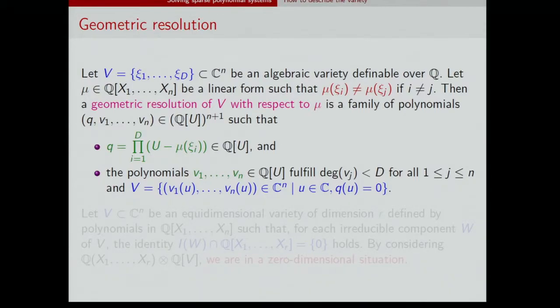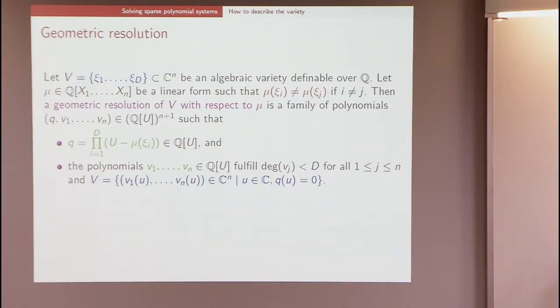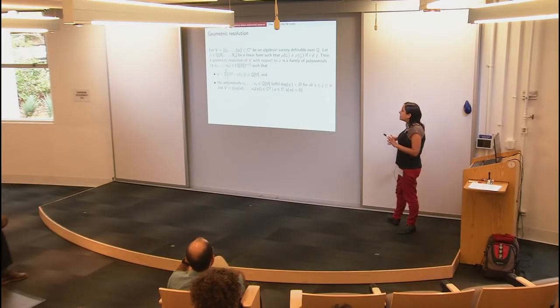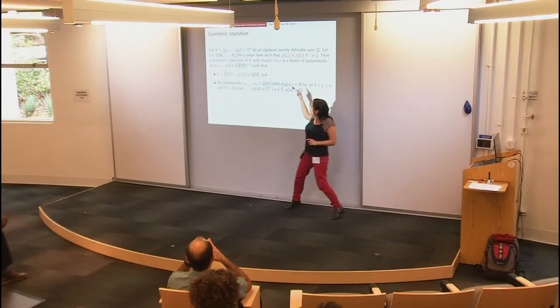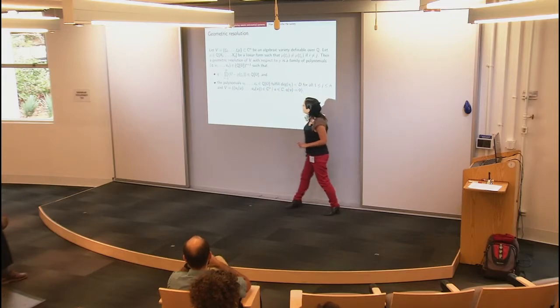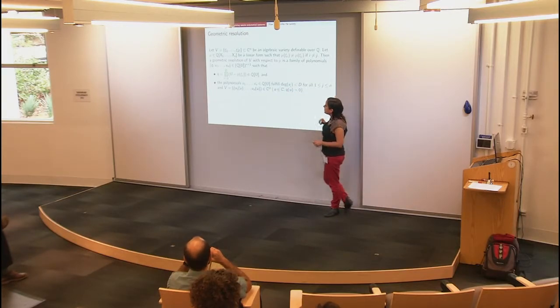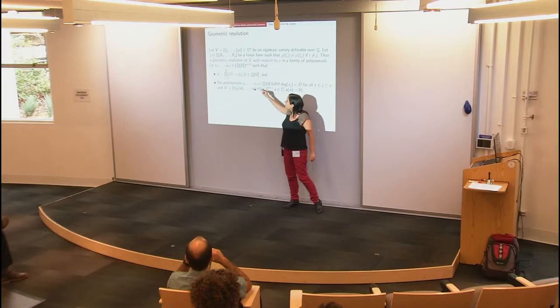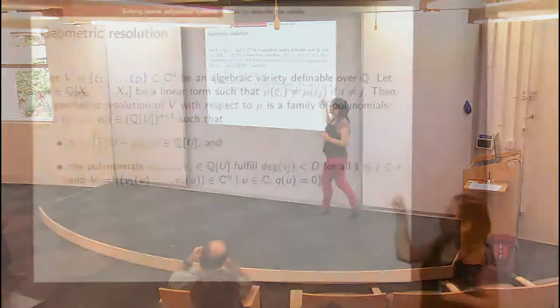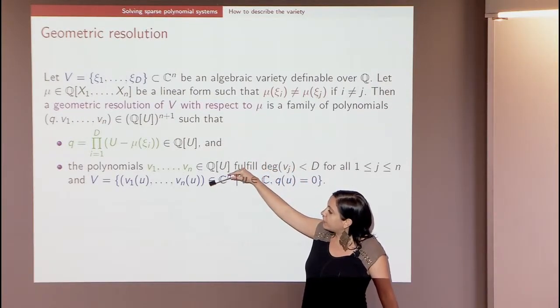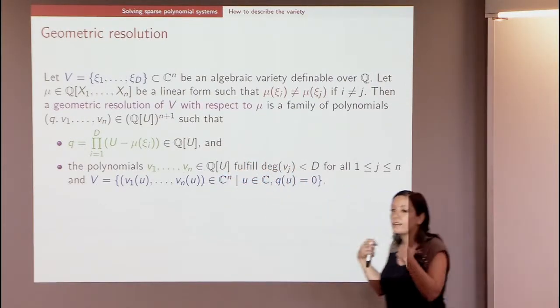In the zero-dimensional case, when we have a variety that is definable over the rationals, if we have a linear form that sends different points to different values, then a geometric resolution parameterizes the variety using this univariate polynomial q and a set of polynomials v1 to vn that are chosen such that if we take the roots of q and evaluate them in this vector here, we recover the variety V.